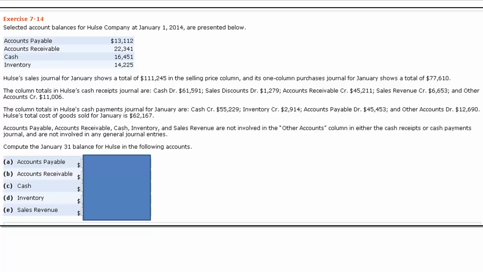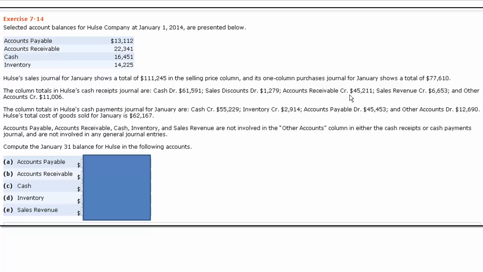All right, what do our other pieces of information tell us? They tell us about the column totals in Hulse's cash receipts journal. Now we have cash receipts, and we have a column for each account that would be used. So we had total cash debits of $61,591. That represents the actual cash payments that we received. Discounts of $12.79. Now that's a debit. That's a reduction from sales.